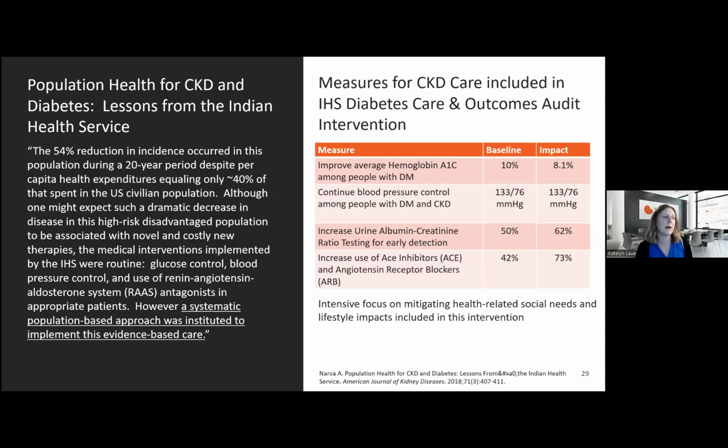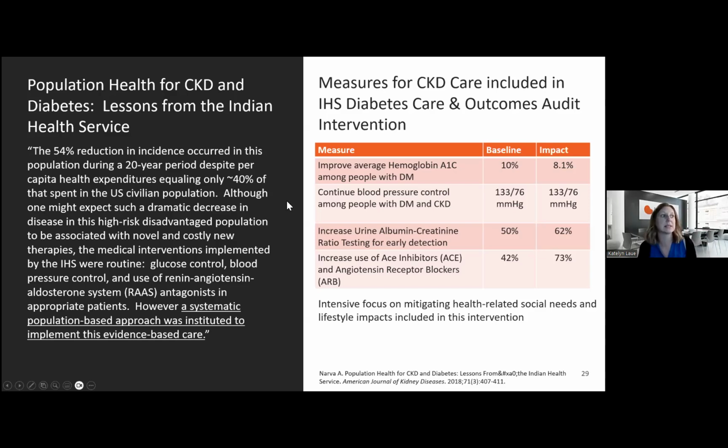So over about a decade, IHS implemented a really focused population health strategy around testing for kidney disease in patients with diabetes and ensuring guideline concordant management. And through this intervention, they demonstrated a 54% reduction in the incidence of end-stage kidney disease in this population. So the reduction was very significant for this population, while other racial and ethnic groups continued to see their incidence of end-stage kidney disease rising. And I just want to highlight the text here.